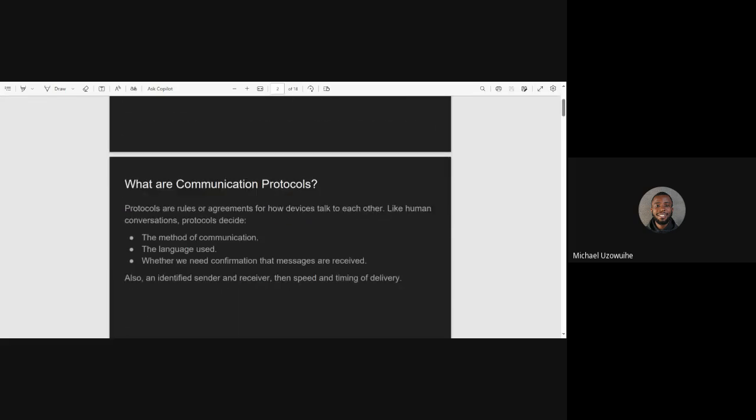What are communication protocols? How devices talk to each other, like human conversation. Protocols decide the method of communication, so you have gotten what protocols, the rules or agreements, are. There are things that two companies can come together on and say, since we are into a negotiation, can we bring out some way for our devices to talk? Those are protocols existing for those devices to be able to talk.